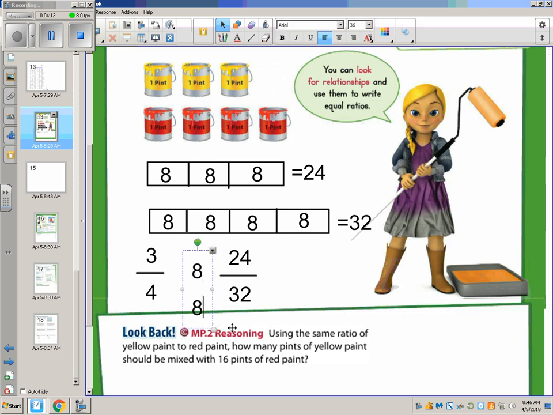And we know that any fraction over itself is just equal to 1, because if I had a pizza that had 8 parts and I have all 8 parts, I have one whole pizza. And we know that when we multiply any number by 1, it stays the same. So what I am essentially doing here is 3/4 times 8/8, and that gives me 24/32.